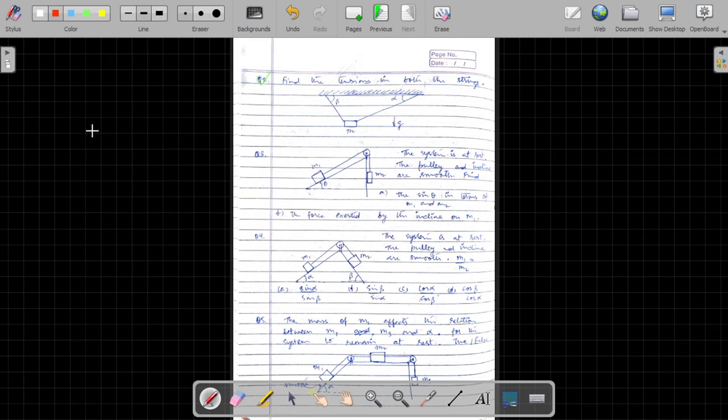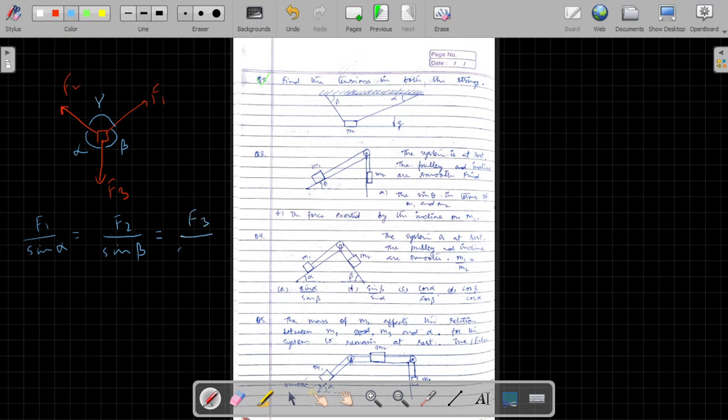In that case, if there are 3 forces acting on the mass, force number 1, force number 2 and some force number 3, and we know that the sum of all forces acting on the mass is 0, and this angle is alpha, this angle is beta, this angle is gamma, then F1 divided by sin alpha is equal to F2 divided by sin beta is equal to F3 divided by sin gamma.